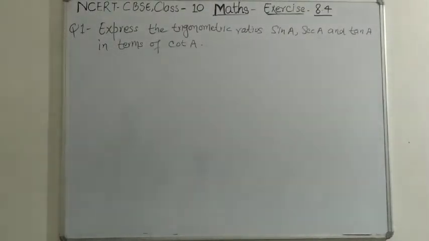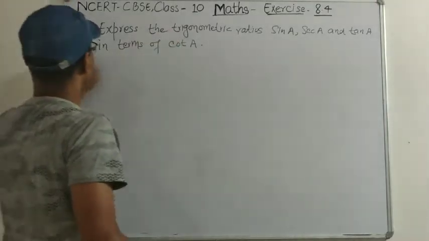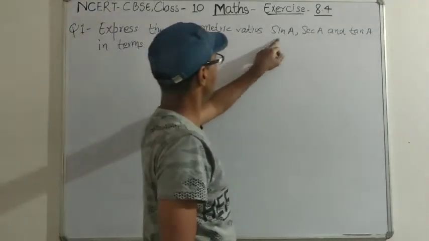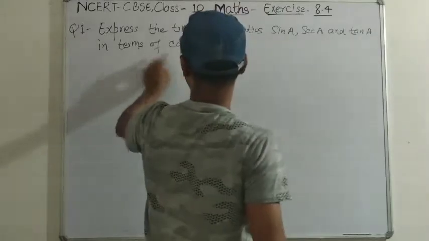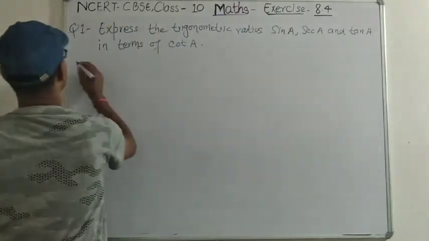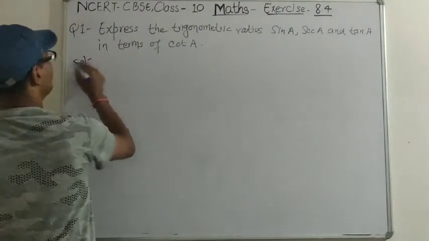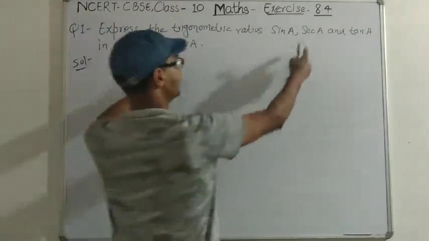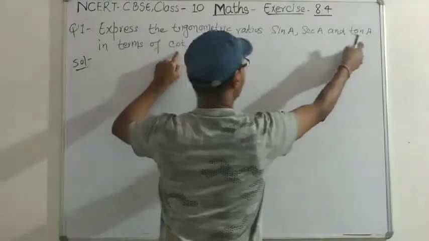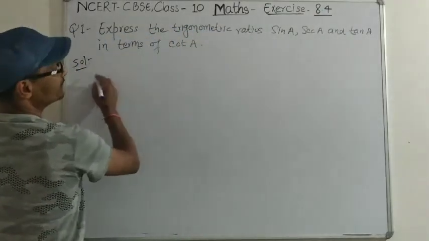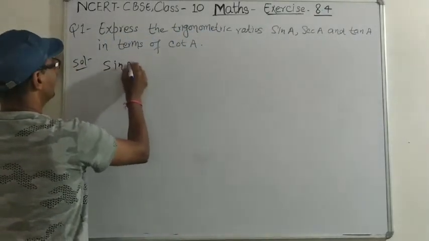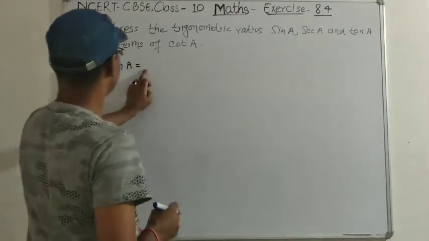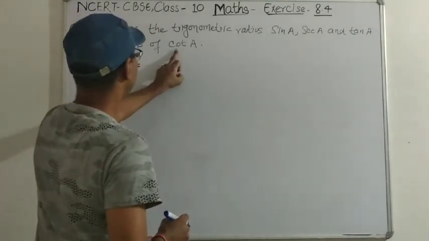So now see question number 1 from exercise 8.4. Express the trigonometric ratios sin a, sec a and tan a in terms of cot a. We did an example like this. We have to solve sin a so that cot a comes, in terms of cot a, sec a also in terms of cot a, tan a also in terms of cot a. So first we try to solve this sin a. Sin a has to be solved so that what comes? In terms of cot a.